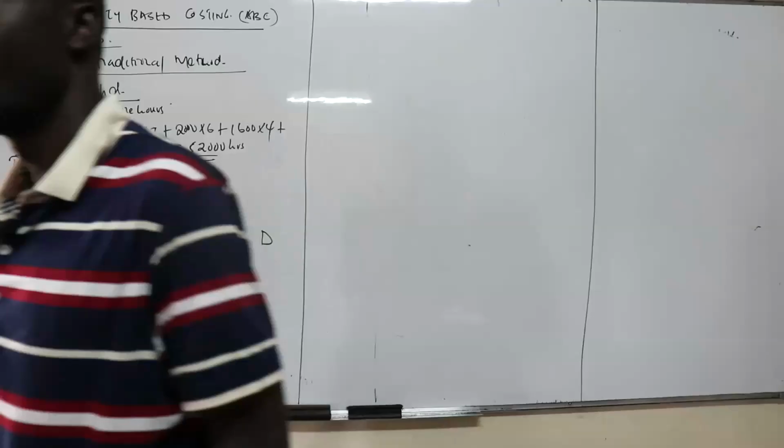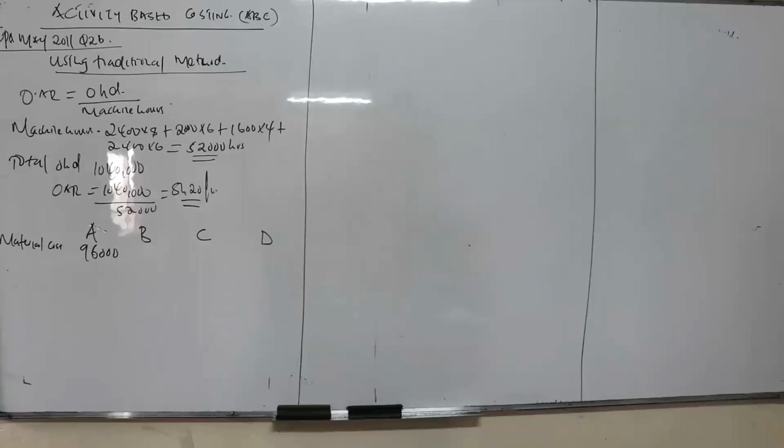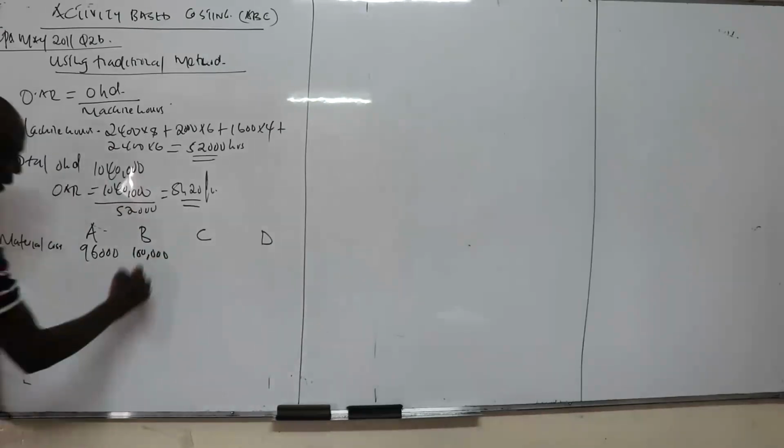We are determining the total cost of this product. The total cost is a composition of material, labor, and overhead. So the material cost for product A is the total number of units produced, which is 2,400, times the cost per unit, which is 40. 2,400 times 40, you get 96,000. Product B, they produced 2,000 units. The cost per unit for product B is 50. So 2,000 times 50 gives 100,000. That is the material cost for all the 2,000 units of product B.